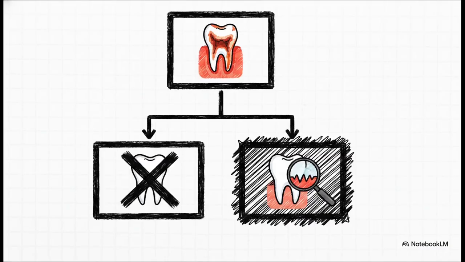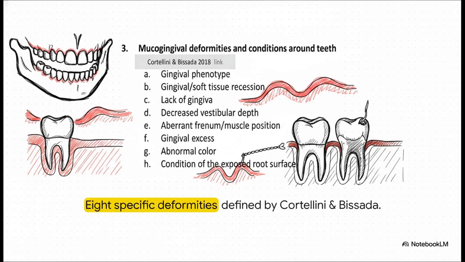You've got to know exactly where these sit on the classification tree. If we look at the overarching framework, they actually do not fall under periodontitis or your standard gingival diseases. Nope, they are specifically categorized under other conditions affecting the periodontium. And within that, the exact subcategory is mucogingival deformities and conditions. Lock that hierarchy into your memory. It's a guaranteed point.